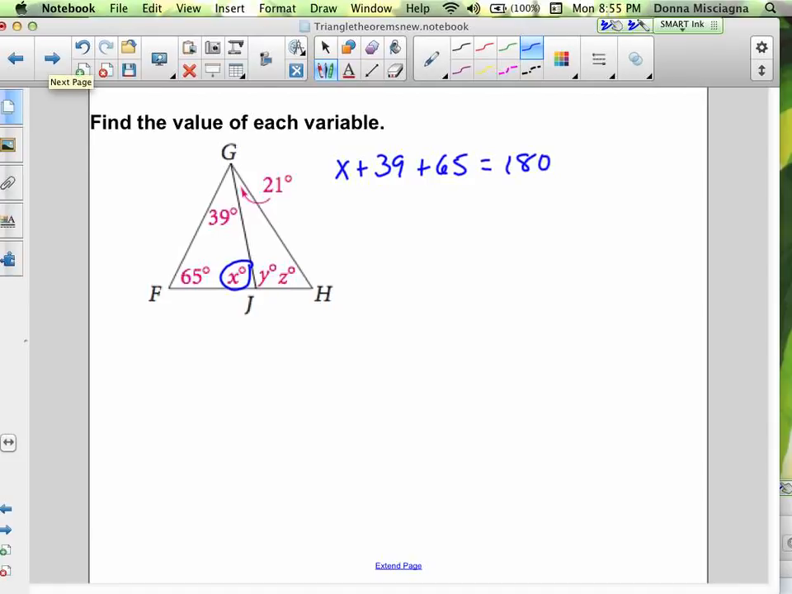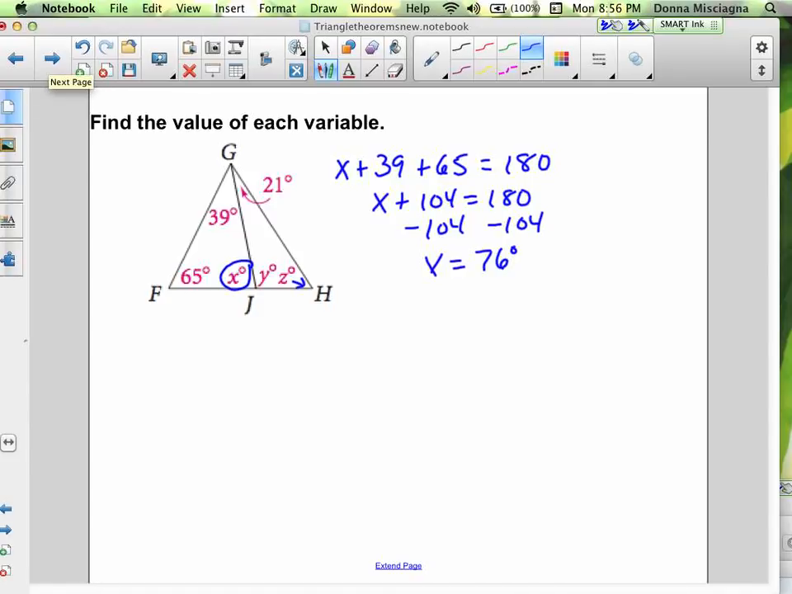39 plus 65, that was 40. 40 plus 65 is 105. So it's just going to be 1 less because that's 39. So it's going to be 104. So x plus 104 is 180. If we subtract 104 from both sides, we get x is equal to 76. All right, we're not done. We got 1 angle. I hope it's clear.